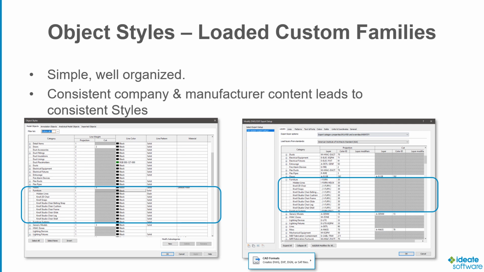Okay? So in this case, simple, well organized, and I'm also saying company. It doesn't have to be a manufacturer, it's your content as well. Keep it clean, right? And why do we make subcategories? Anybody want to tell me why we even do object style subcategories?